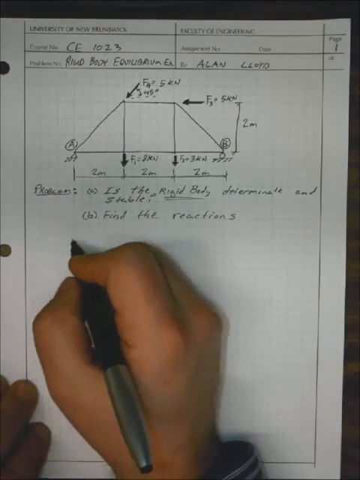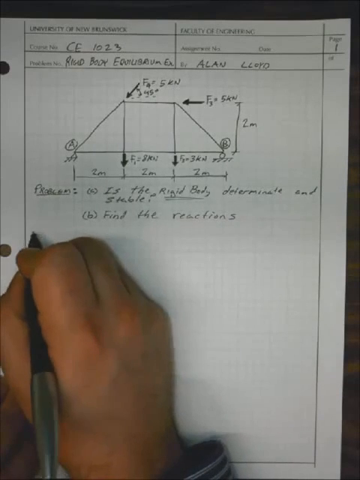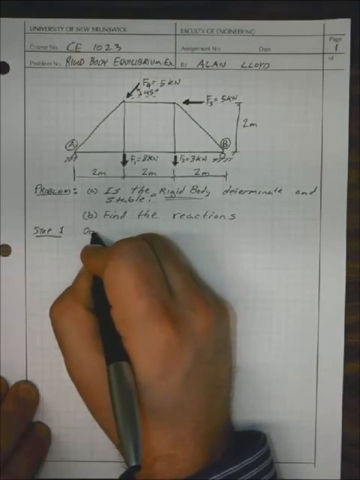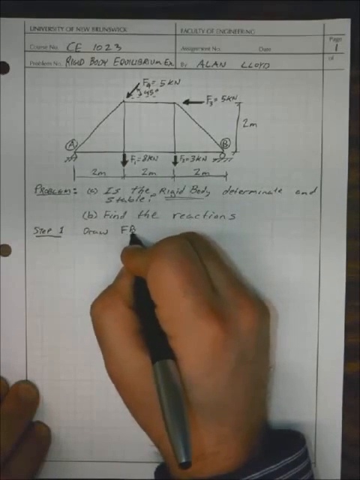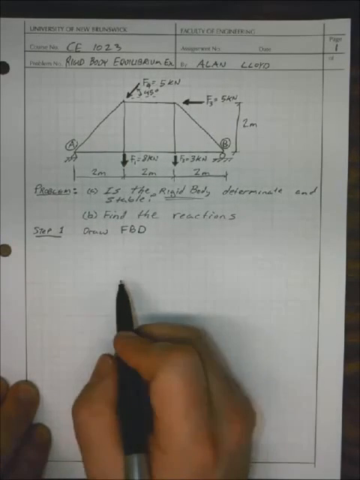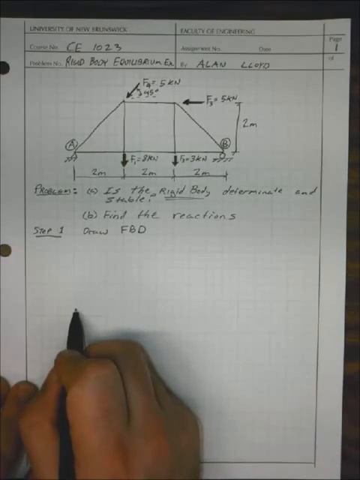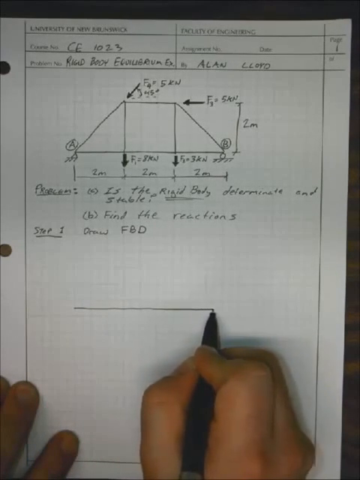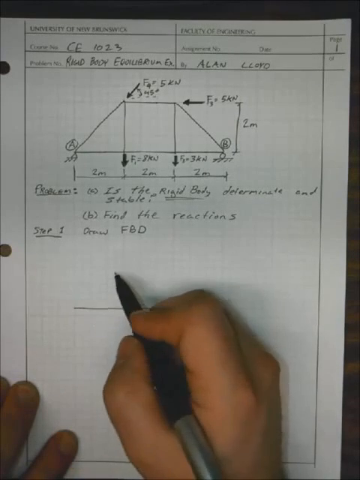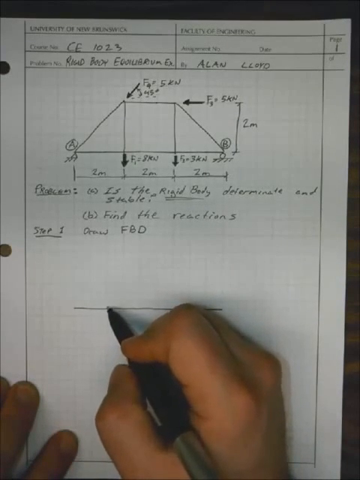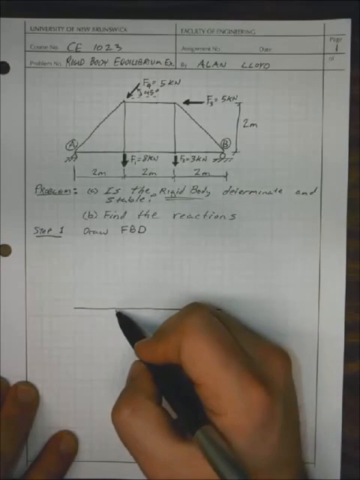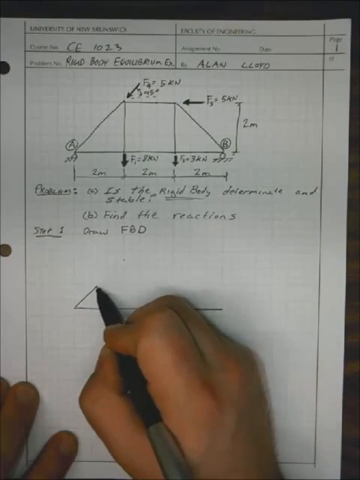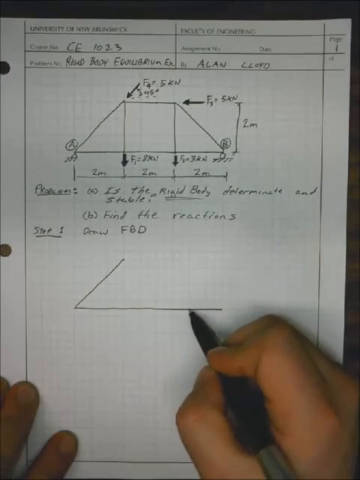So, as always, the first part of any problem will be step 1. Draw the free body diagram. Now, a free body diagram simply simplifies our problem down into something that is only containing the information that we need to solve it: the forces, the directions, and the dimensions that are necessary to determine all the unknown information. So we draw our geometry in.